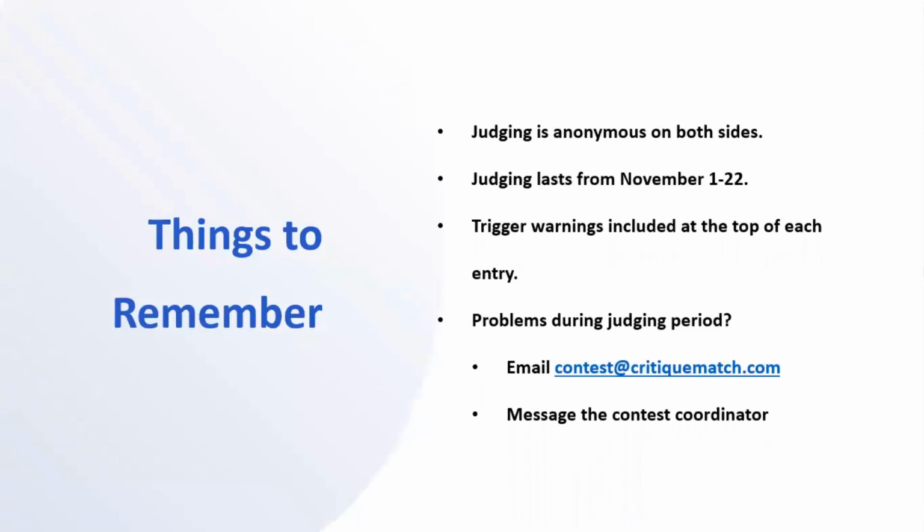Just a few things to remember as the judging process goes on. First, again, the judging process is anonymous on both sides. So you receive those entries from the contest coordinators. They will not have names attached to them. You will leave feedback, and when you send it back, it goes back to the contest coordinator first. And on the other end, the author who submitted that entry will not know your name and will not necessarily know who gave them that feedback.